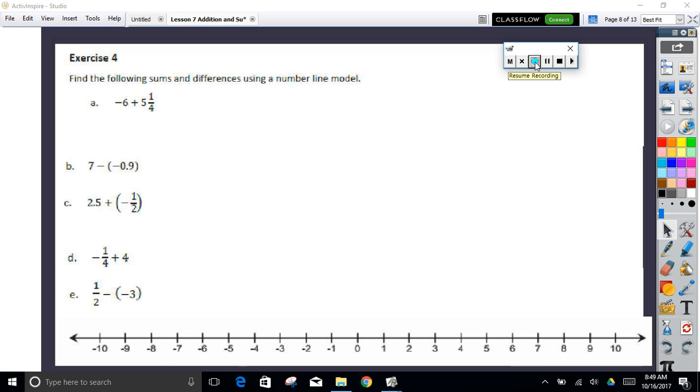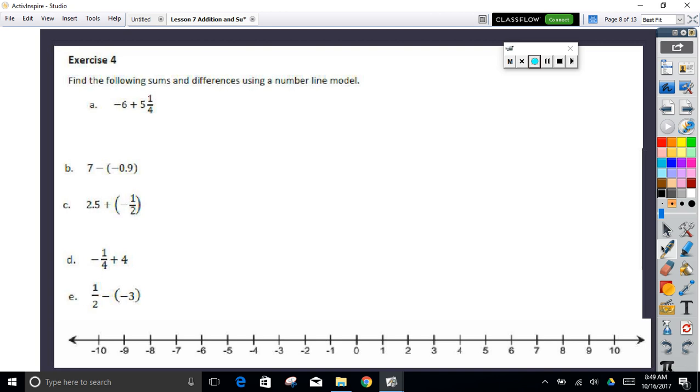Okay, we're going to go over these. It looks like most of you have made good progress toward getting them done. McKenna, letter A. Can you tell me what I should do on the number line? You go left to negative 6. Okay, I'm going to start there, and then what do I do?